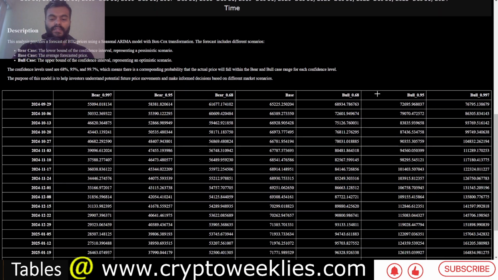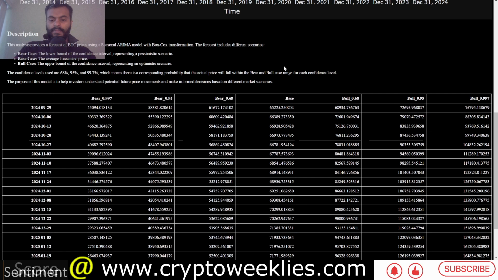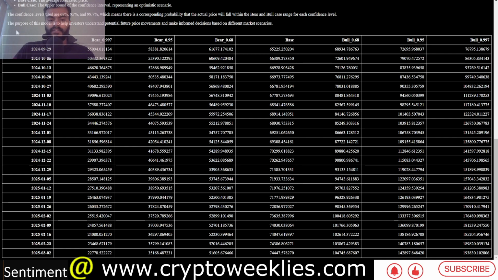And if you are interested in week by week analysis, this is the tabular version of the same forecast. The base case is in the middle. To its left are the 3 standard deviation bear cases, and to its right are the 3 standard deviation bull cases.